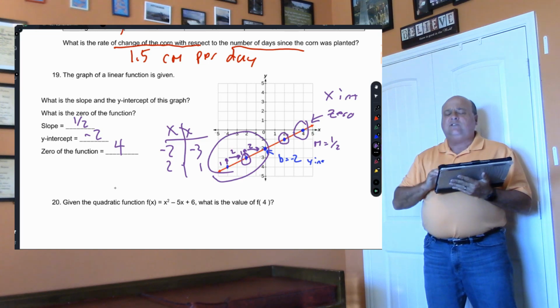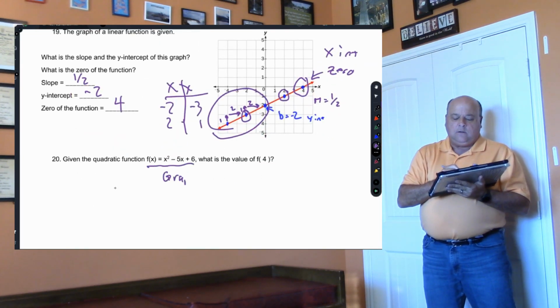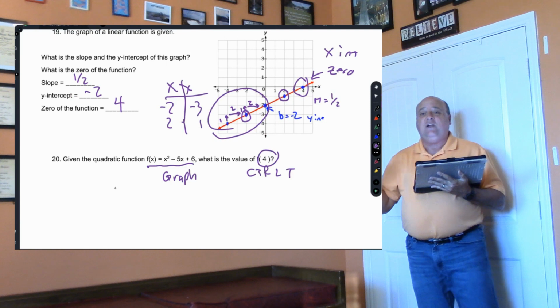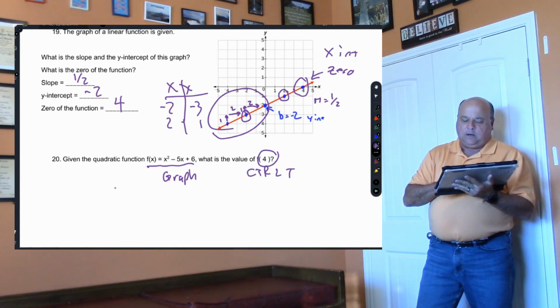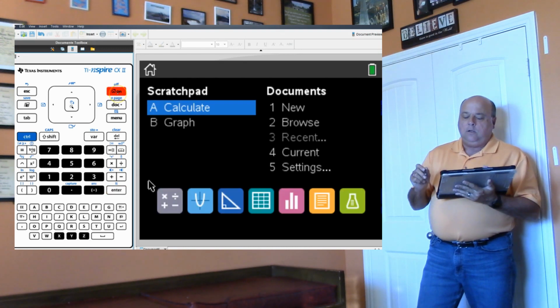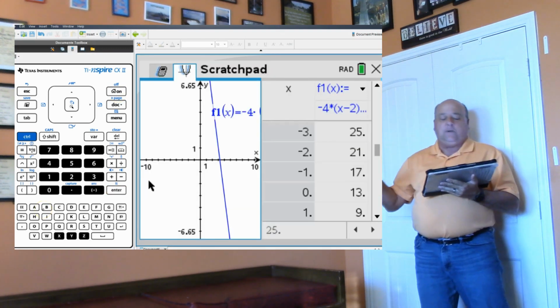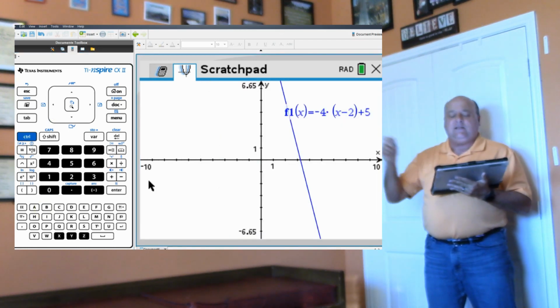And lastly, it's so sad, the last one. We're going to graph this, and then we're going to hit Control T and get 4. Okay, so we're going to graph it, hit Control T and go to 4. So let's go to the calculator. We're going to hit Home. We want to graph B. And notice I have a table up here. So I need to get rid of the table, Control T. And then I need to delete this line.